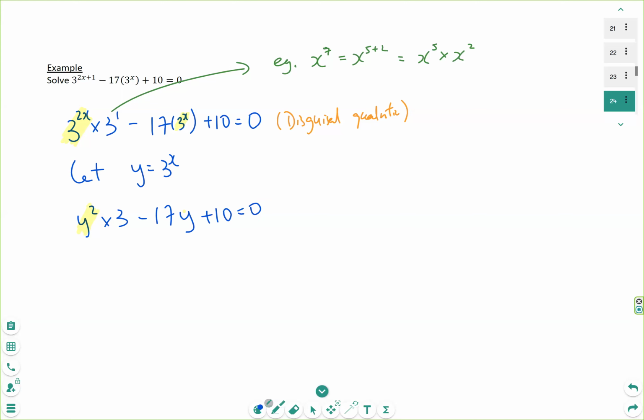So 3 to the power of 2x, 3 to the power of x is y. I'll color code it for you so you can see what changes. Okay, next, I can rewrite 3y squared minus 17y plus 10 equals 0, and then just put it in a calculator. You get y equals 5 or y equals 2/3.